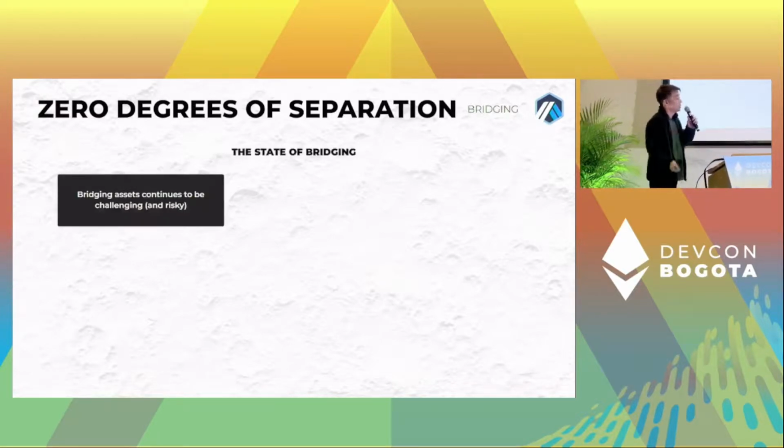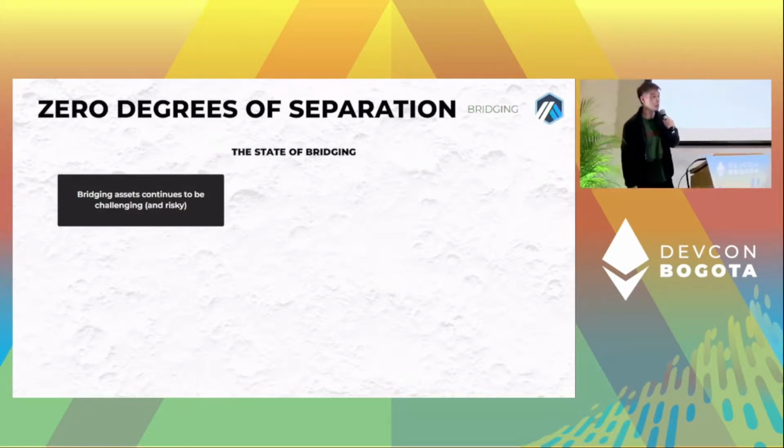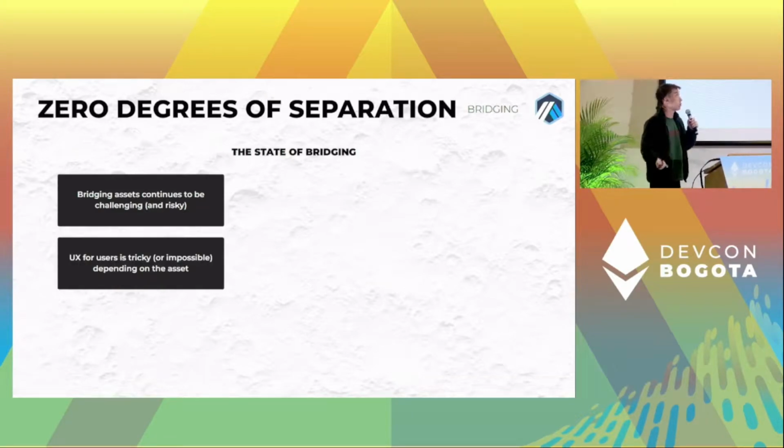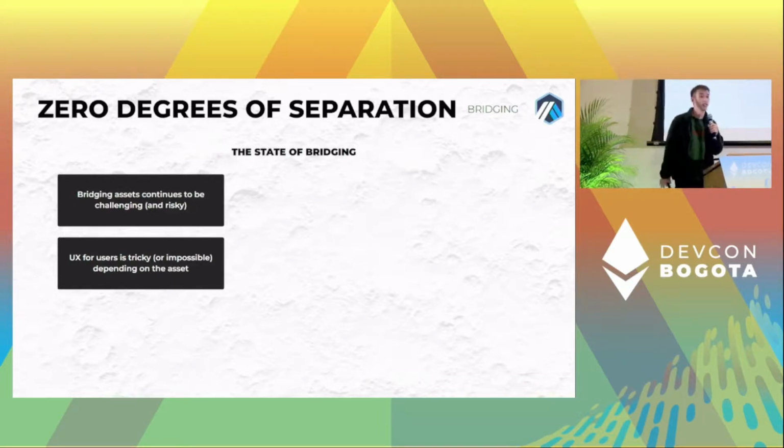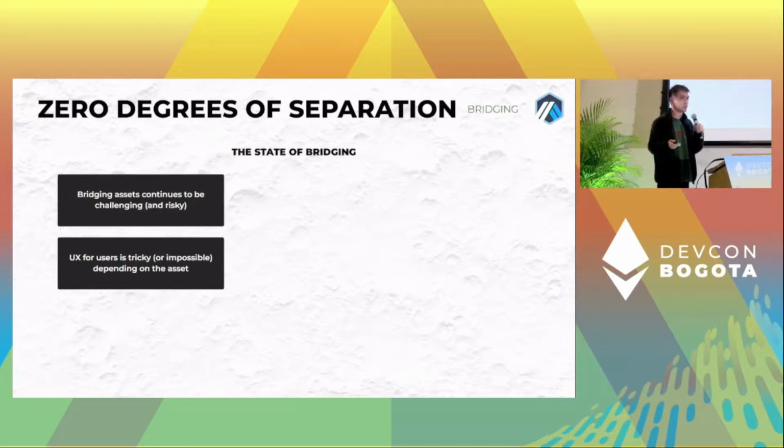So here's where we are today, the state of bridging. It continues to be really challenging. It continues to be risky. We see hacks all the time. It's not great, but it's something that we have to deal with. UX for users is tricky or even impossible depending on the asset, right? Not all tokens are ERC20s. Sometimes you can't bridge. Sometimes you have to bridge in a different way. So it becomes really challenging for someone trying to use any kind of crypto product in the beginning when you have to educate them on what bridging is.